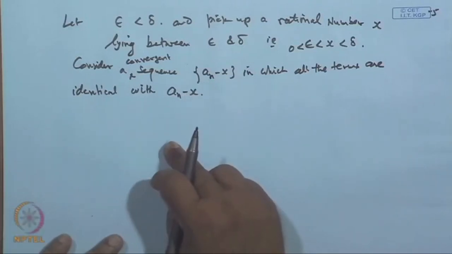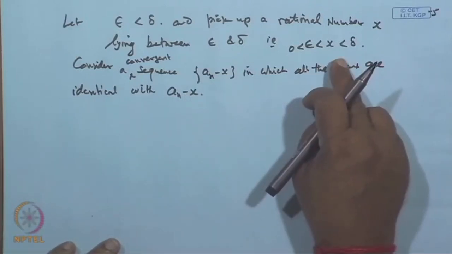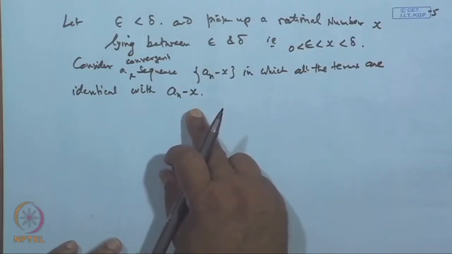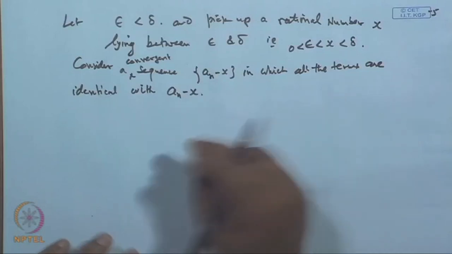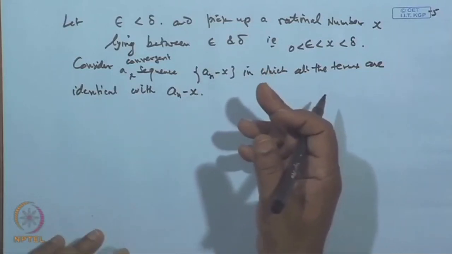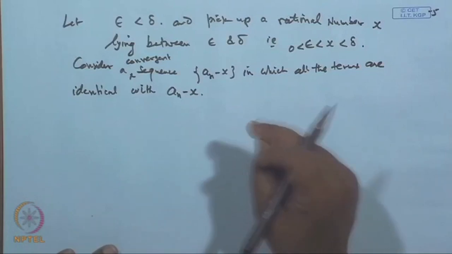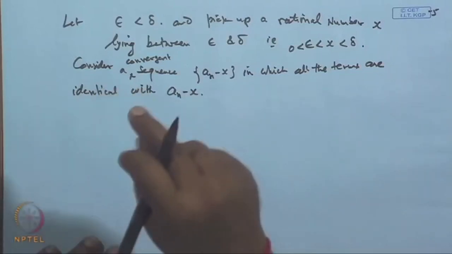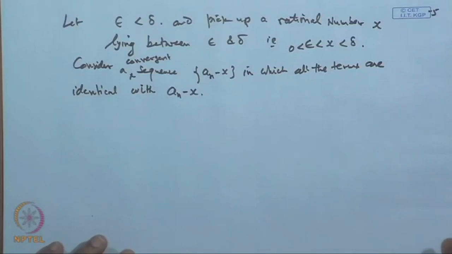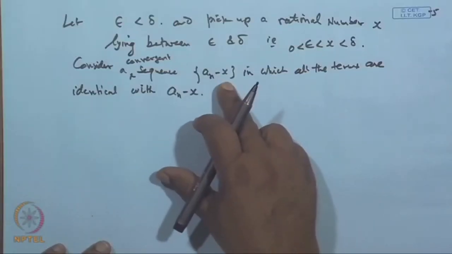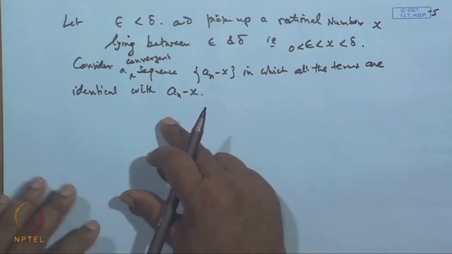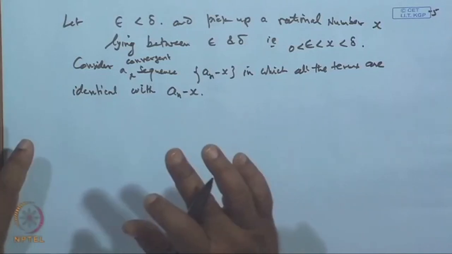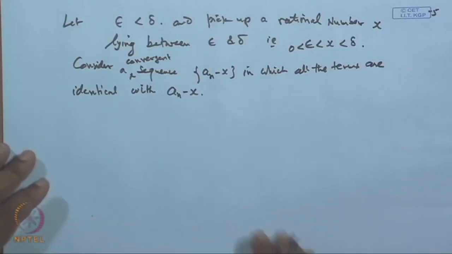N is a rational number, x I am choosing to be also a rational number. So, n minus x is a rational number. Now, we can identify a sequence, or we can construct a sequence where each term is n minus x. Suppose I take 1, 1 is a rational number. I can construct a sequence 1, 1, 1, 1, 1, that is possible. So, corresponding to the rational number, we can identify this. So, let us take a_n minus x as a sequence whose each term is identically equal to a_n minus x.